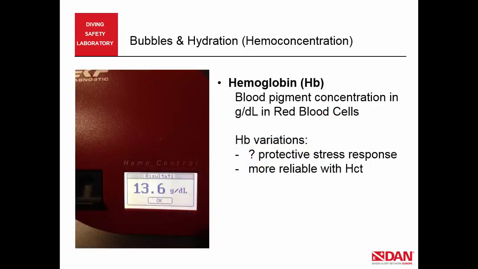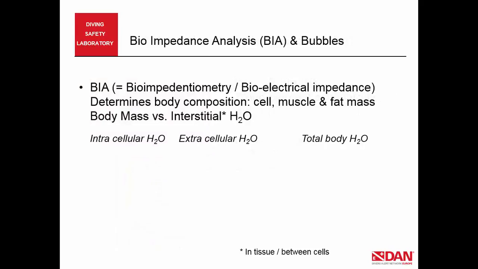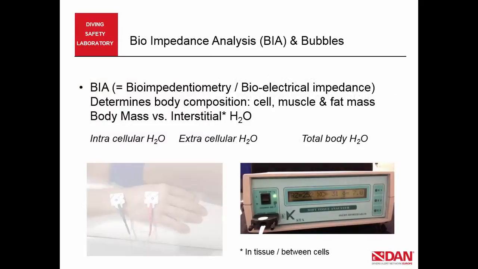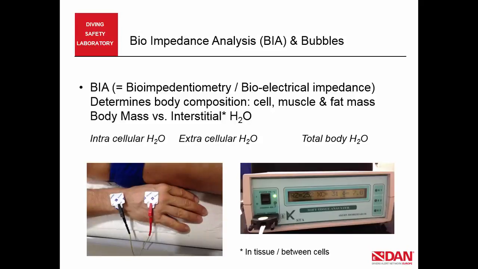To further add to the accuracy and specificity of this test, assessing the concentration of hemoglobin, that is the red pigment in red blood cells, allows greater refinement and can also indicate stress responses to diving. In addition, using relatively simple devices such as this bioimpedance monitor, it is possible to determine body composition, including cell, muscle, fat mass, and body fluids, for the purpose of relating these to bubble formation and overall diving safety.